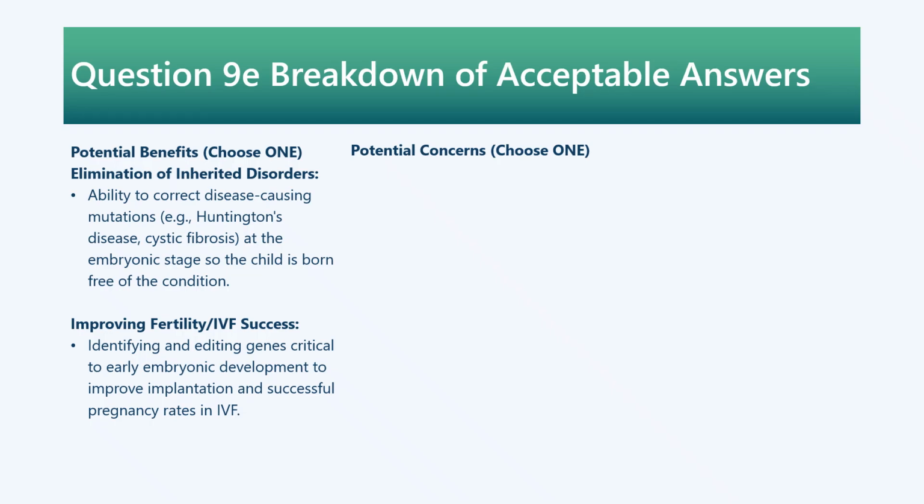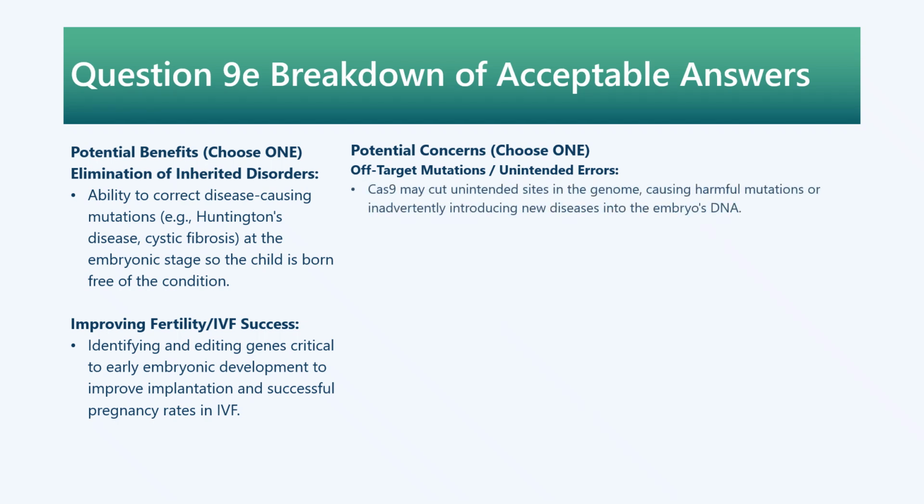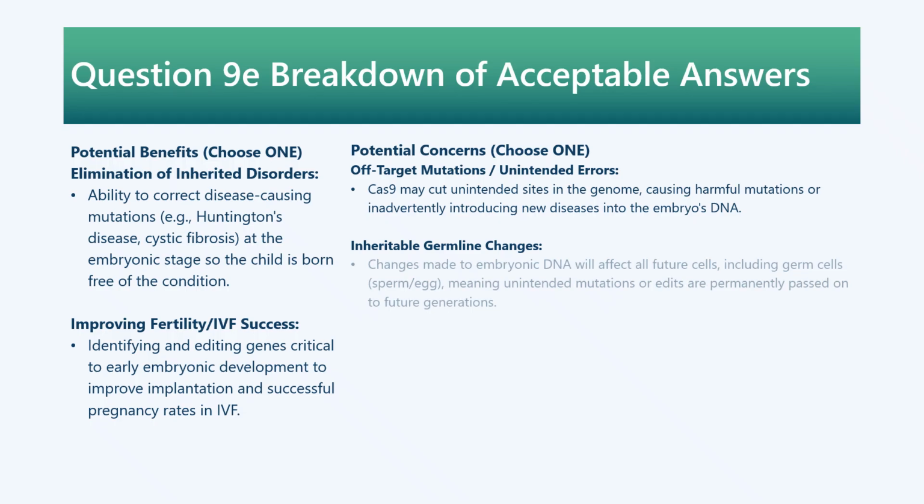Potential concerns, choose ONE. Off-target mutations or unintended errors: Cas9 may cut unintended sites in the genome, causing harmful mutations, or inadvertently introducing new diseases into the embryo's DNA. Inheritable germline changes: changes made to embryonic DNA will affect all future cells, including germ cells, sperm, egg, meaning unintended mutations or edits are permanently passed on to future generations.